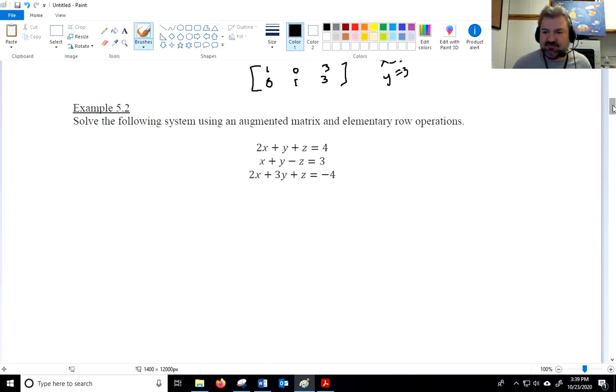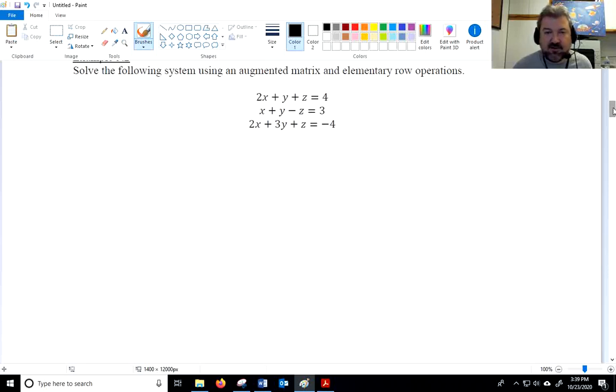We're going to solve this 3 by 3 system using an augmented matrix with elementary row operations. So let's make our matrix. 2, 1, 1. Then 1, 1, negative 1. 2, 3, 1. We're going to augment it with the constants. So I'll just put them right here. 4, 3, and negative 4. Some people like to put a little dotted line here to keep them separate, but I don't really like to do that. I just like it to look like a big stack of numbers.